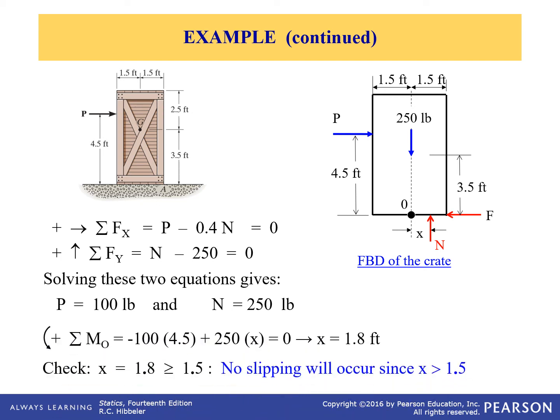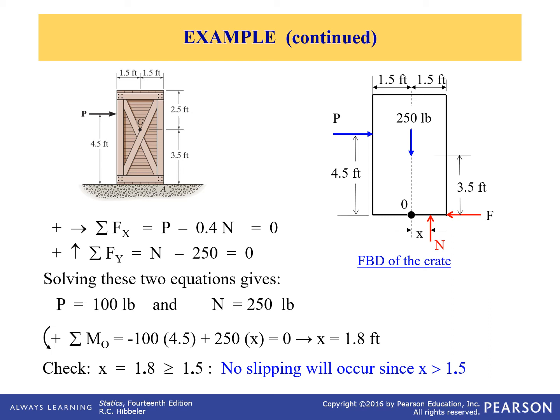We made an assumption that that's what the friction value was. So what we can do to prove that is write a moment equation at point 0. You see where that is on the bottom of the box. So what's going to cause a moment around point 0? Well, F and the 250 pounds, they both go through 0, so they fall out of the equation. So P we found is 100 pounds.